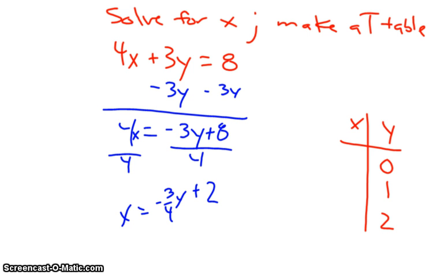Now, it tells me I want to try a 0 in for y. If I try a 0 for y, negative 3/4 times 0 is 0, plus 2 is 2. Next, we want to try a 1 for y. And these are just numbers we arbitrarily made up. You could put anything you want in for y, and it will give you its corresponding x.